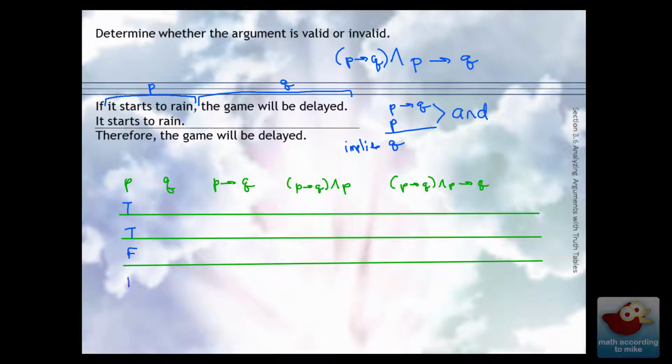Again, first 2 columns you should be very comfortable with by now. Half and half, and then alternate. The next column, if P then Q, we're just going to go right for it here. Remember, only when true implies false is false. Every other instance is true.